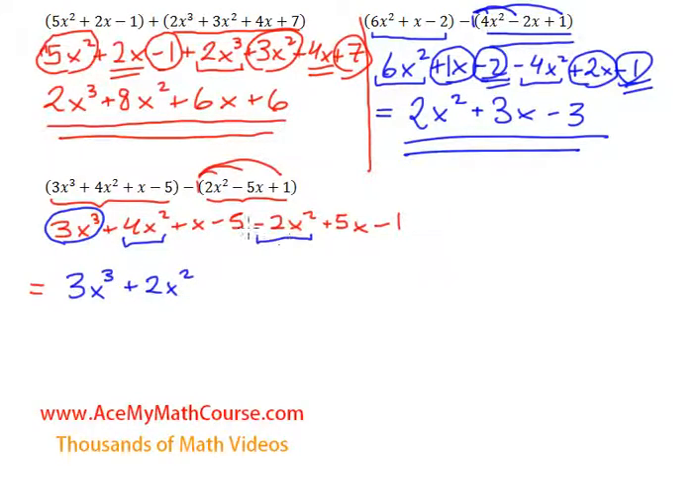Then we have two terms with an x. We have the x plus 5x. There's a hidden 1 here. 1 plus 5 is 6. So we get 6x. Then finally, negative 5 minus 1 is negative 6. And that's it.